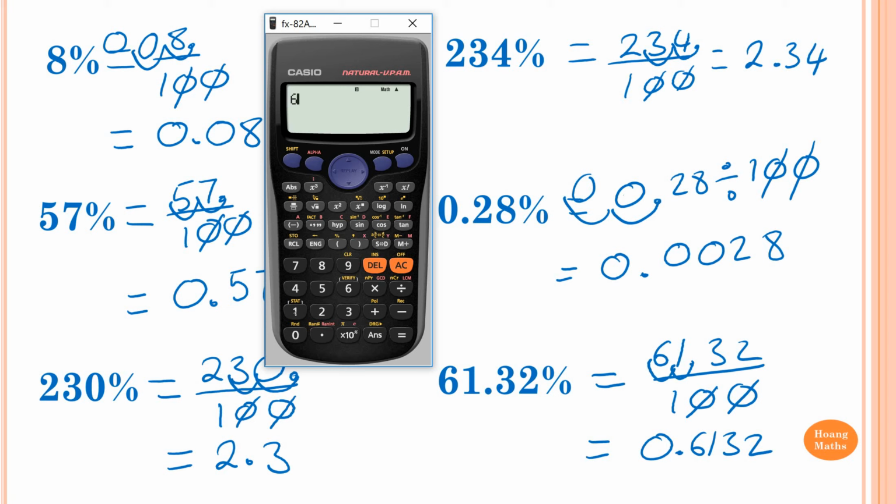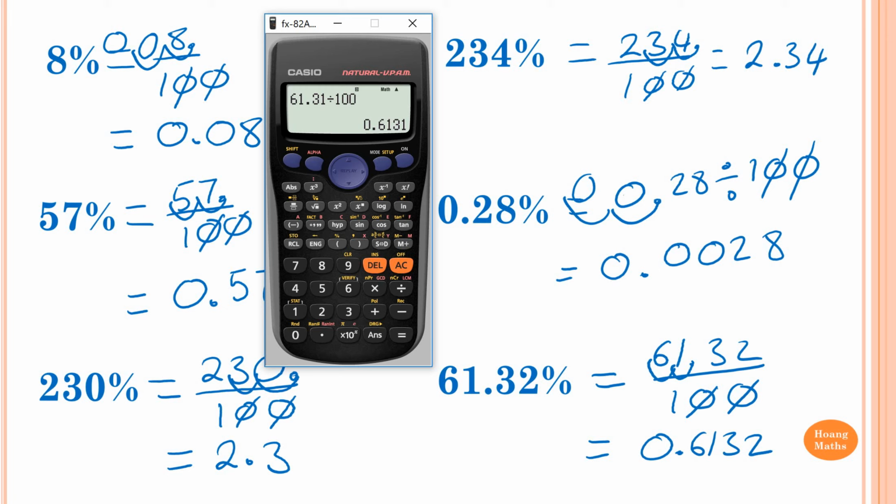Now 61.32%, so 61.32 percent means per 100. So I can divide by 100 because I want decimal. So equal 0.6132.